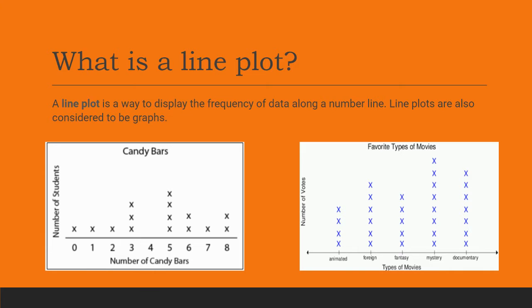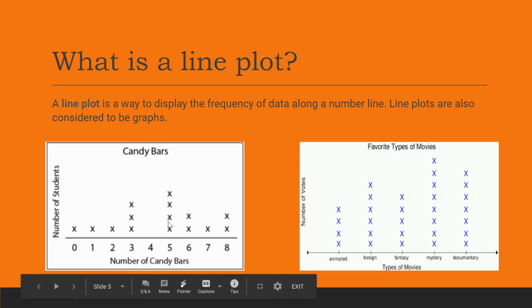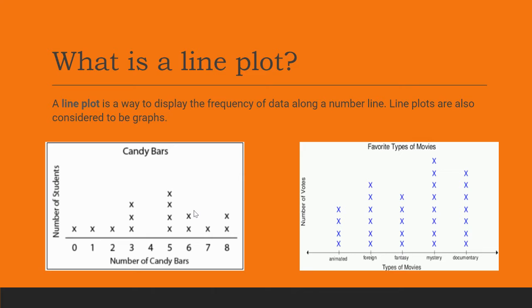What is a line plot? A line plot is a way to display the frequency of data along a number line. Line plots are also considered to be graphs. As we've discussed, graphs have to have certain things. As you can see, both of these graphs have titles, labels, and data, and they tell you the voters or how they are represented. The first one is about candy bars, and it shows you the frequency of each type of candy bar that was voted for. For candy bar number 5, we have 1, 2, 3, 4. The frequency of those who liked candy bar number 5 was 4.